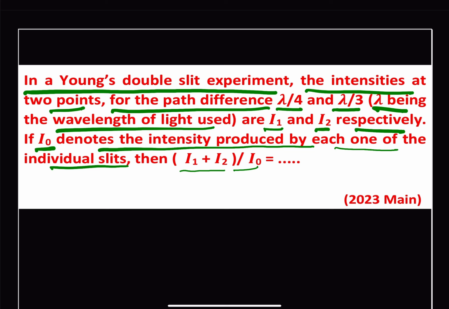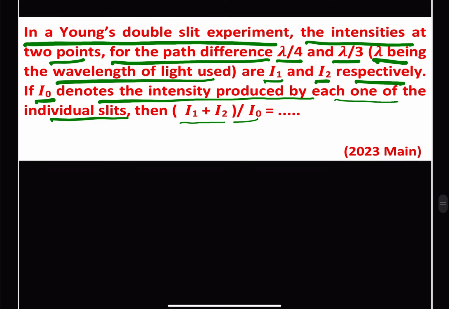We can use the formula for the phase difference, and we start with that our I is equal to 4 I0 cos square delta phi divided by 2.